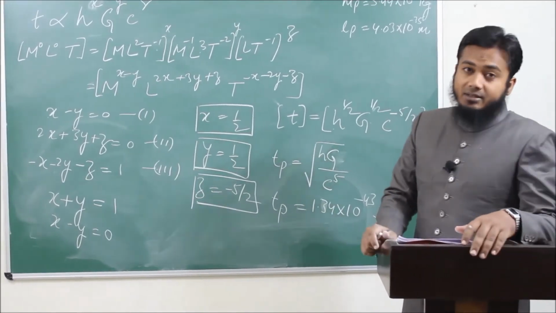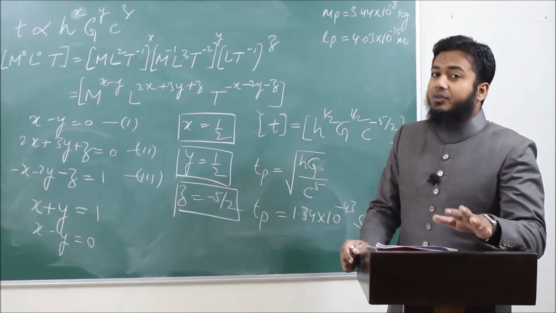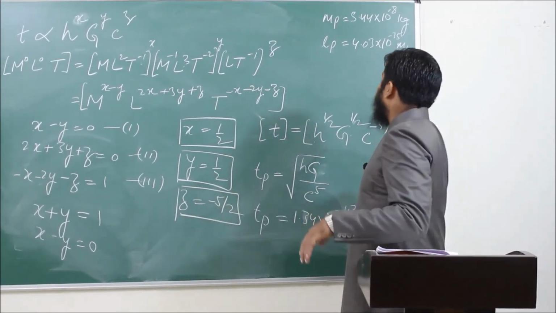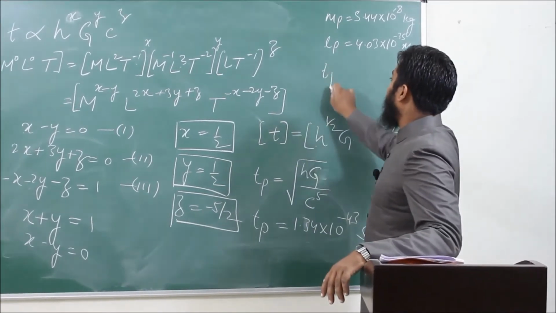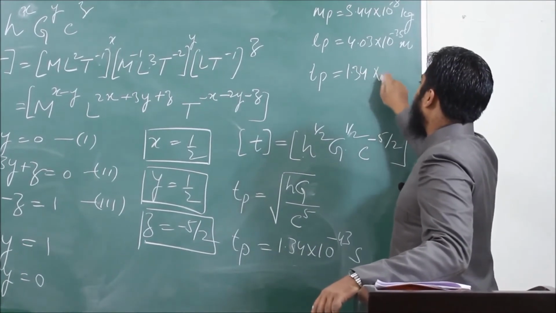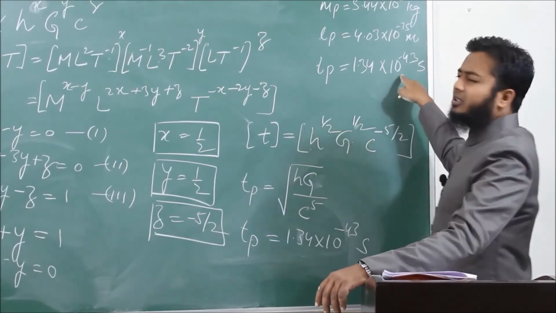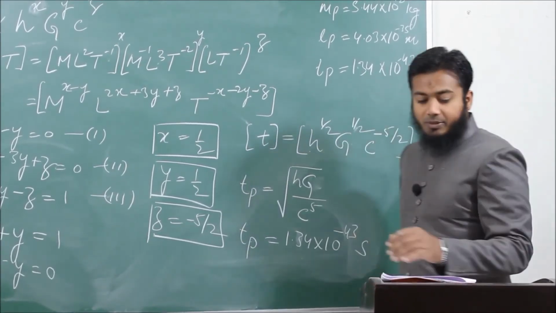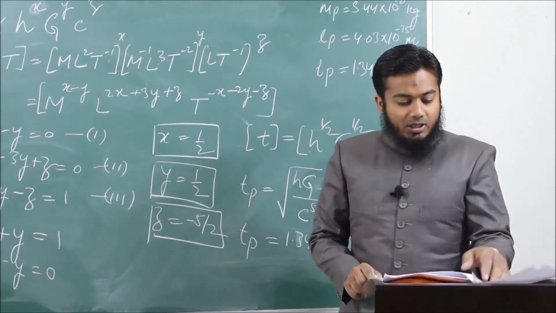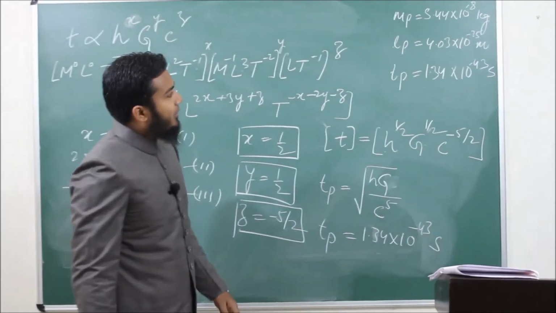This is Planck's time: 1.34 times 10 raised to the power minus 43 seconds. So let's note it down here. Planck time is 1.34 times 10 raised to the power minus 43 seconds. Again, this number is very small, so this factor will not matter much. Now, these numbers have an interpretation.